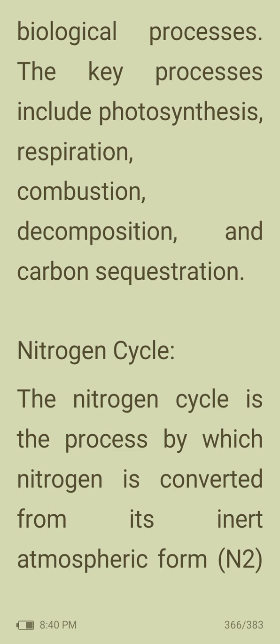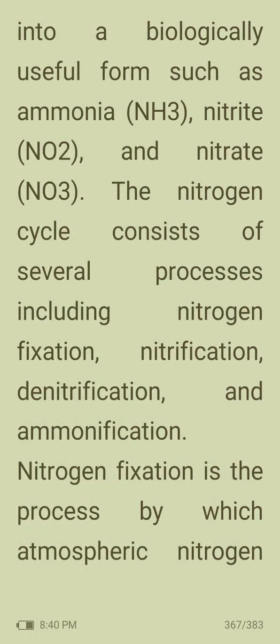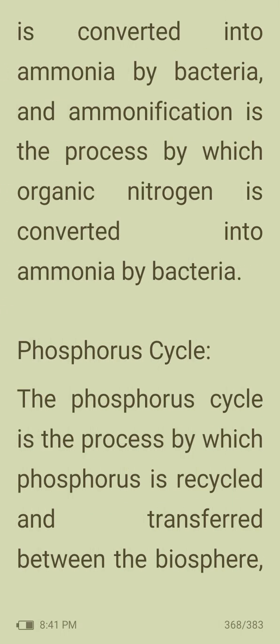Then, nitrogen cycle. The nitrogen cycle is the process by which nitrogen is converted from its inert atmospheric form into a biologically useful form such as ammonia (NH3), nitrite (NO2), and nitrate (NO3). The nitrogen cycle consists of several processes including nitrogen fixation, nitrification, denitrification, and ammonification. Nitrogen fixation is the process by which atmospheric nitrogen is converted into ammonia by bacteria, and ammonification is the process by which organic nitrogen is converted into ammonia by bacteria.